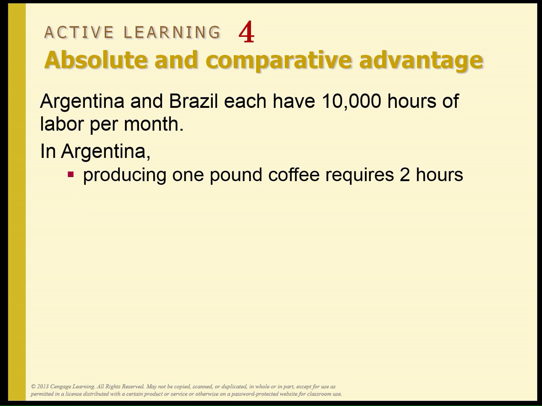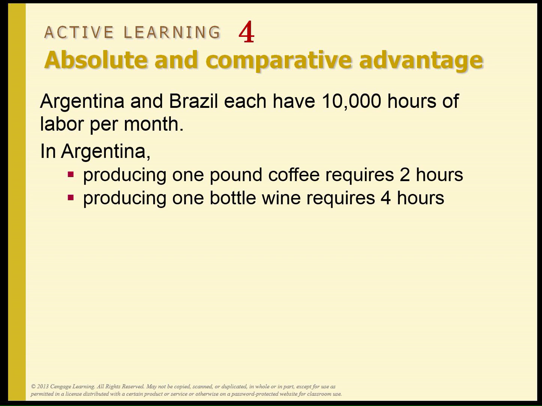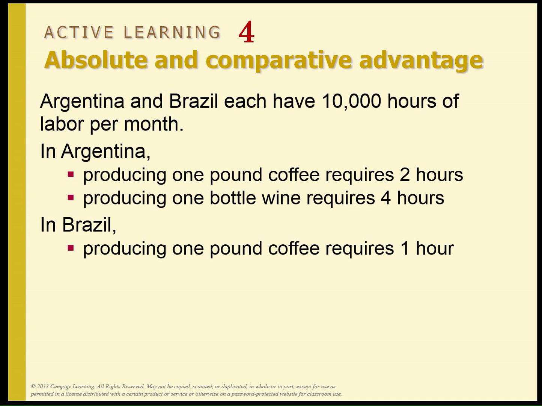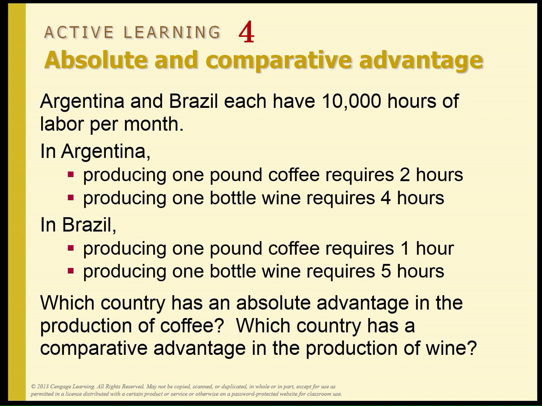Argentina and Brazil have 10,000 hours of labor per month, and here is how much it costs in terms of labor hours for coffee and wine. I want you to think about what country has an absolute advantage in the production of coffee. Okay, so remember, absolute advantage, if I had asked you to find that, I would say, look, coffee takes 2 hours here, and coffee takes 1 hour here. So clearly, Brazil has an absolute advantage in making coffee because it can make coffee quicker, okay?